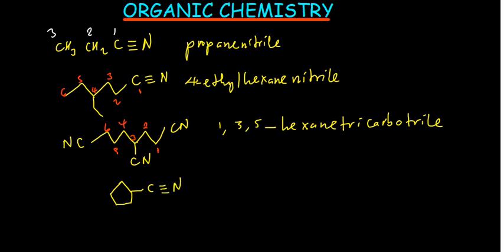And same way when we're naming a nitrile where we have got a ring, we'll not name the carbon which is now bonded to the nitrogen. Just consider how many carbons are in the ring. In this case, there are only 5 carbons. So the name here is going to be cyclopentane, and then put carbonitrile.